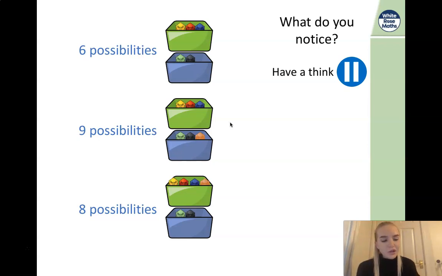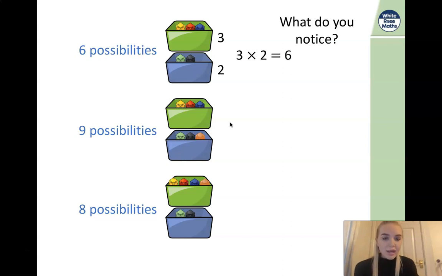Okay, I wonder if you notice what I have noticed too. So if we take the first box as an example, in the first box there are 3 cubes and in the second box there are 2 cubes. Now we know from our excellent times table knowledge, 3 multiplied by 2 is 6, and that is where we've got 6 possibilities from. In the second example we have 3 cubes in the first box and 3 cubes in the second. 3 multiplied by 3 is 9, giving us 9 possibilities. Finally, you're probably thinking you know what I'm going to say now. There are 4 cubes in the first box and 2 in the second box. 4 multiplied by 2 gives us 8.